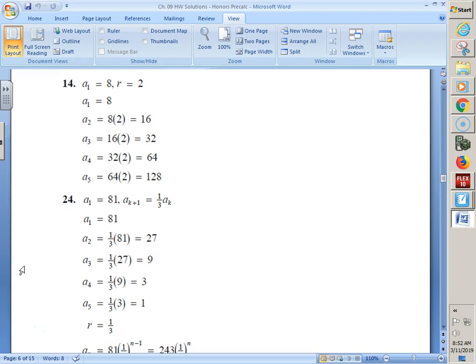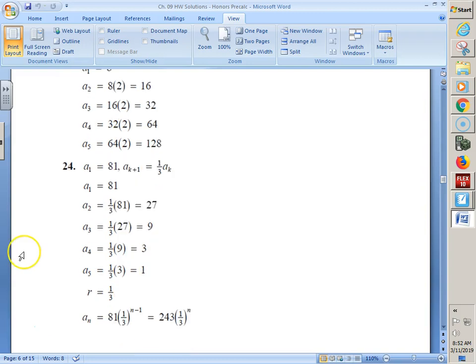Number 24, you were finding the first 5 terms, but this one, they wrote it a little bit differently. Instead of giving you A1 and the ratio, they gave you A1 and a recursive formula. You guys remember what recursive formulas are? They tell you how to get a latter term by using the prior term.